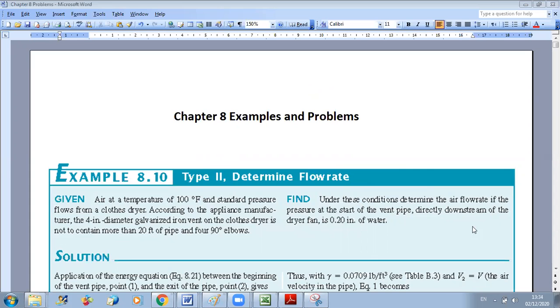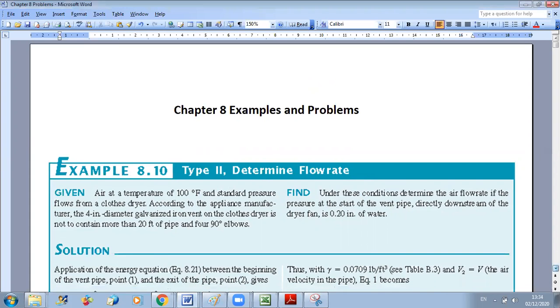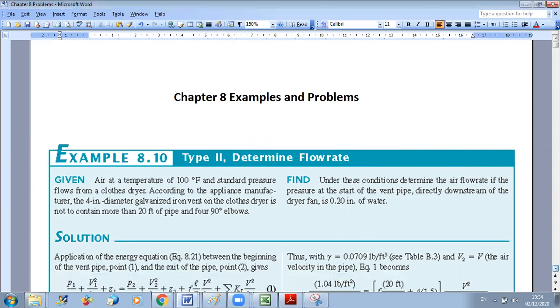So to start with, I will start with some examples of the book because they will help you in catching the method to use for different types of problems. We'll do different types of problems because sometimes, for example, the diameter is not given, sometimes the velocity is not given. So this will vary between one problem and the other.